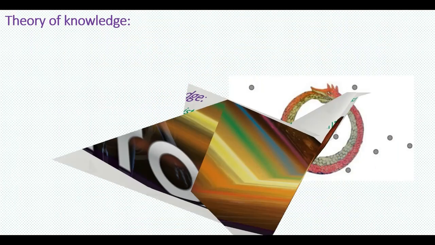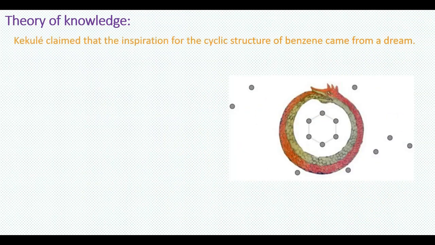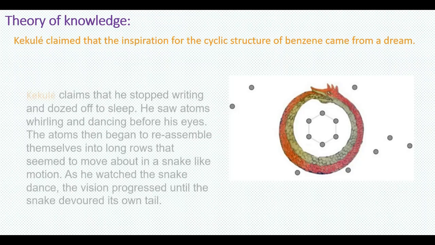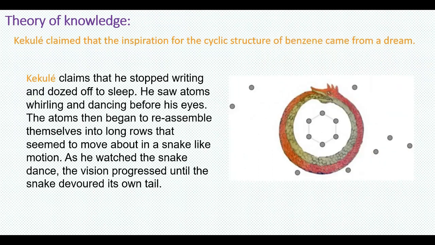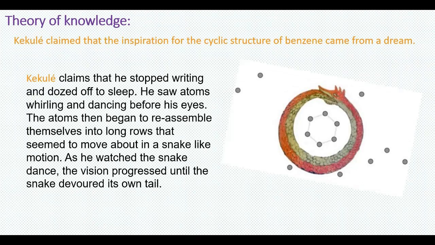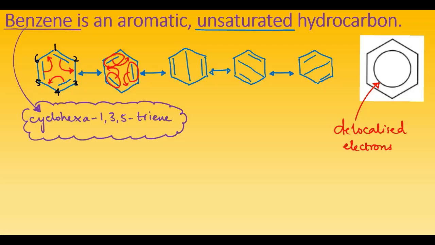So it makes the part of the TOK, the theory of knowledge, in which it is considered that the Kekule structure is actually an inspiration came from a dream. Kekule saw the atoms whirling and dancing before his eyes, and then eventually the atoms began to reassemble into long rows that seemed to move about in a snake-like motion. As he watched the snake dance, the vision progressed until the snake devoured its own tail. That's how Kekule proposed his famous structure to describe the benzene molecule.